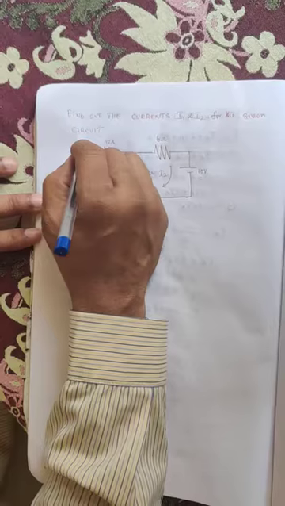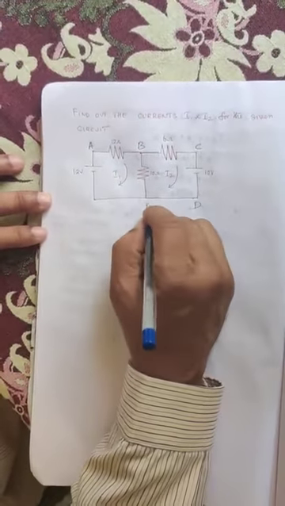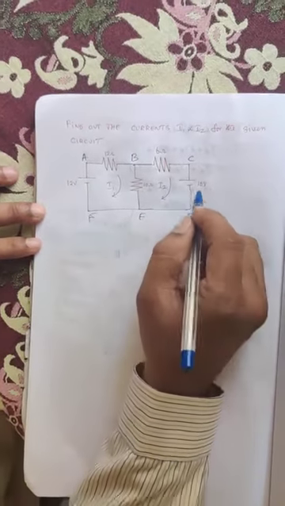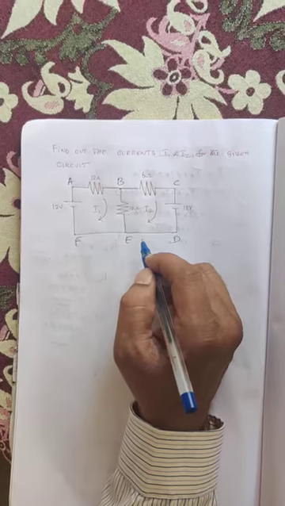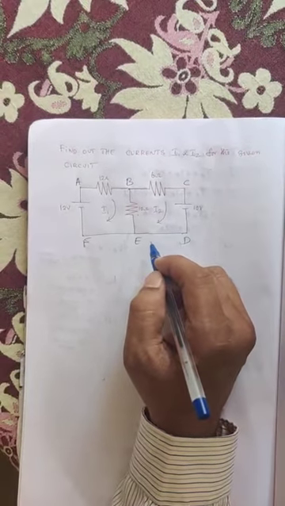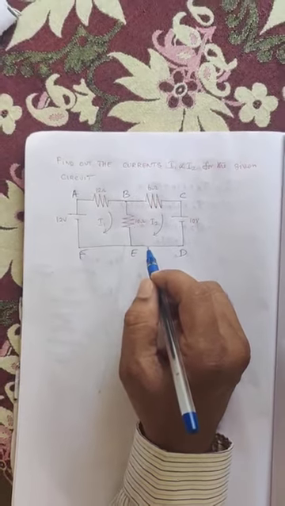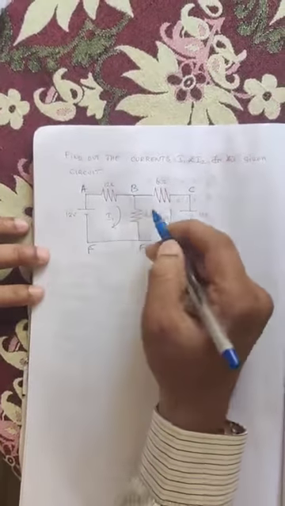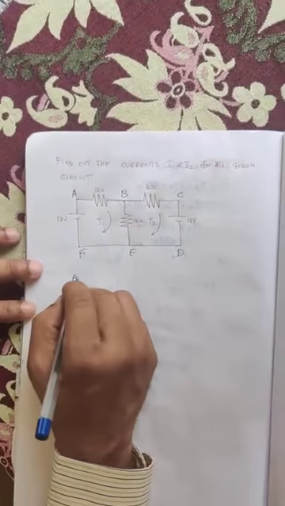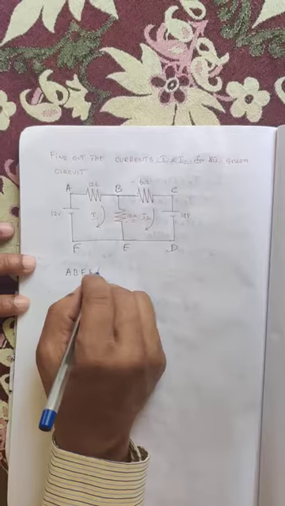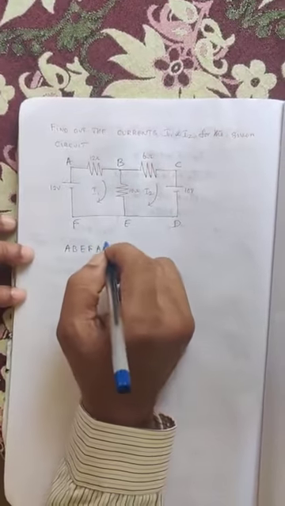So once again, now we can name these loops A, B, C, D, E, F. So we can write A, B, C, D, E, F. In that, first we have to consider the loop A, B, E, F, A. First loop A, B, E, F, A. So in that we have to apply our Kirchhoff's law and we can write the equation.